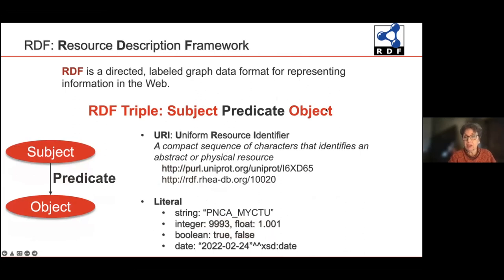How are the subject, predicate, and object represented, and what do they contain? Most of them contain what is called a URI, for Uniform Resource Identifier. It's a compact sequence of characters that identifies an abstract or physical resource. You have here two examples, one for UniProt and the other for Rhea. We will see some concrete examples later. You can also use a literal like a string, integer, float, boolean with true or false value, or a literal like a date.